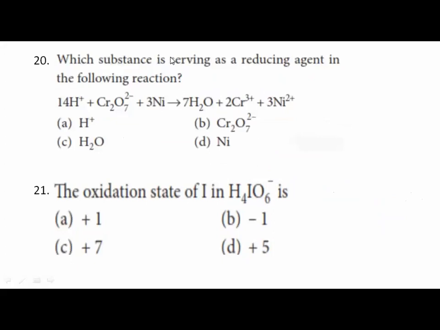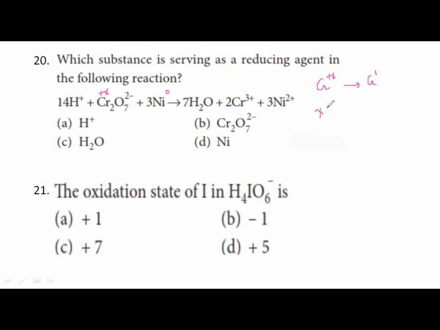Next question. Which substance is serving as reducing agent in the following reaction? Find it here itself. H plus C2O4 minus 2. So minus 2, 7 2s are 14. Minus 14 plus 14, 14 minus 2 is 12, 12 by 2 is 6. So the oxidation state of chromium is 6. Here it is 0, here we need not worry. Chromium is plus 3. So chromium from plus 6 is becoming chromium plus 3.